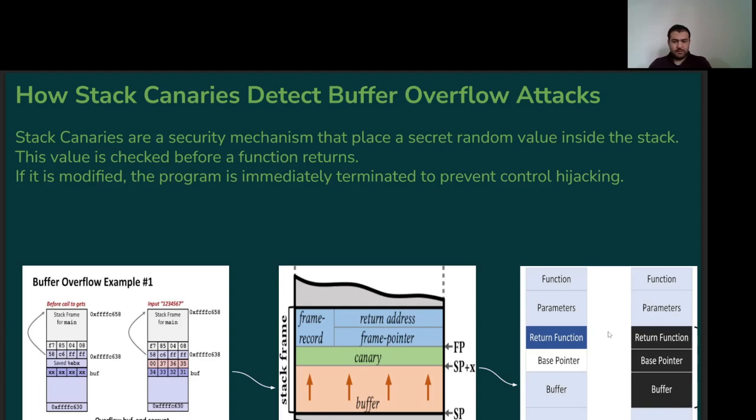on the left side, we see the stack before the attack. Everything is in the correct place. The buffer contains normal data and the return address is saved. On the right side, we see the stack after the attack.